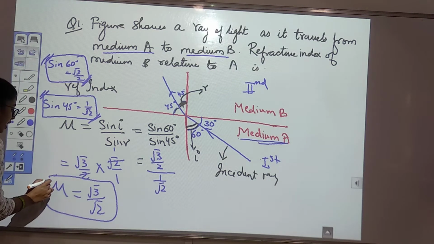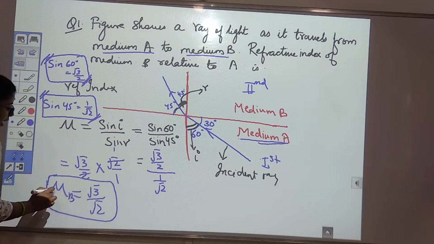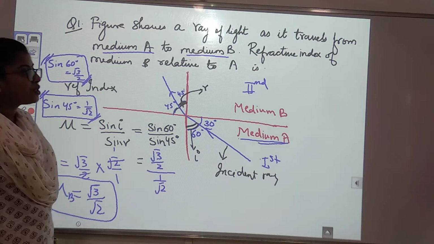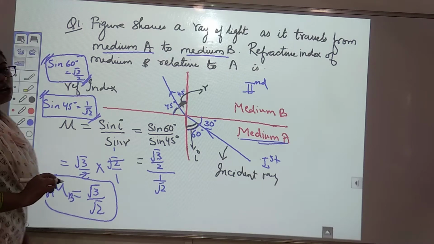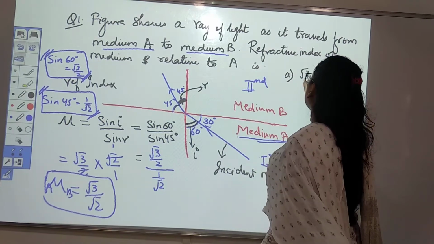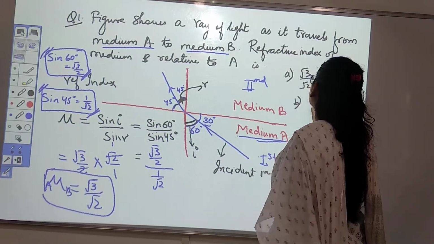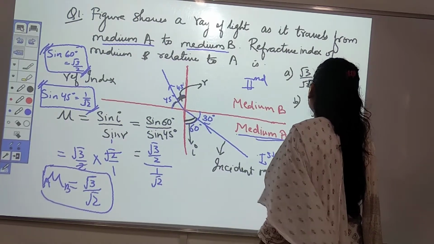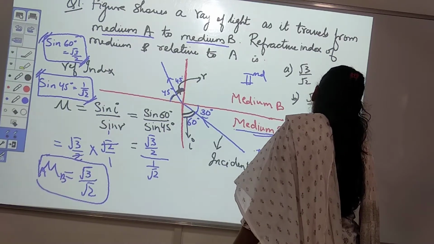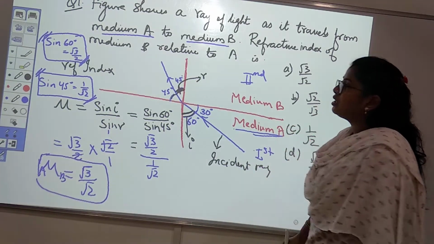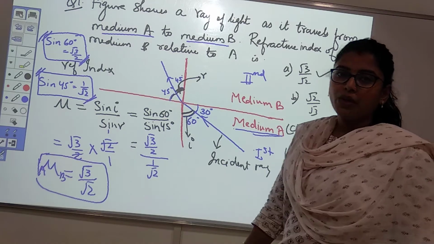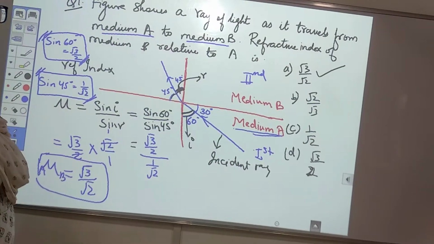Okay, the second medium you have to find related to A, that is μ AB is equal to √3/2. Okay class, so the 4 options which were given in this question were: option A was √3/2, option B was √2/√3, option C was 1/√2 and D was √3/2. From the calculation or by using the formula of refractive index, you can understand that option A is correct. Now I hope you all understand this question.